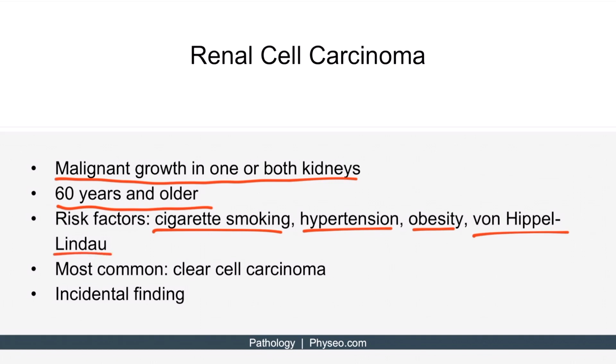There are several variants of renal cell carcinoma, but by far the most common one is clear cell carcinoma. We'll look at an image of this shortly. And renal cell carcinoma is commonly an incidental finding when a CT scan is done for another reason.